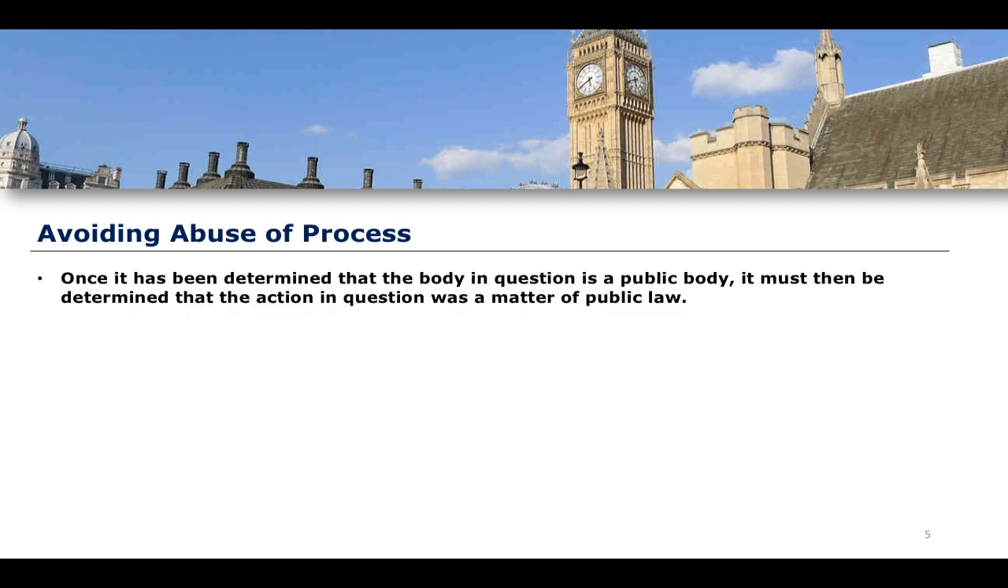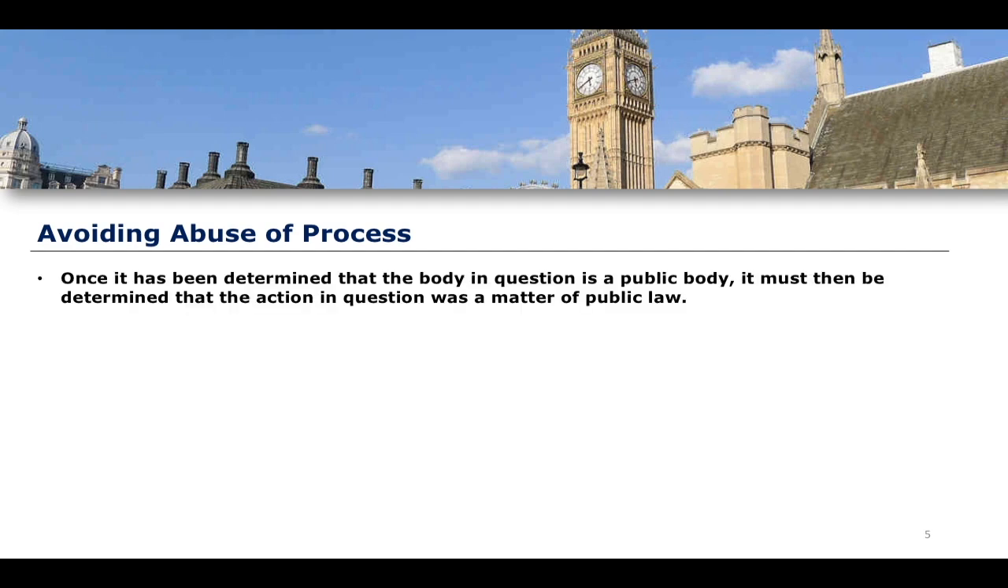One of the things that's very important to note is that when bringing a case of judicial review, it's very important that we do not abuse the process, and in fact don't find ourselves in circumstances where we are being accused of an abuse of process.